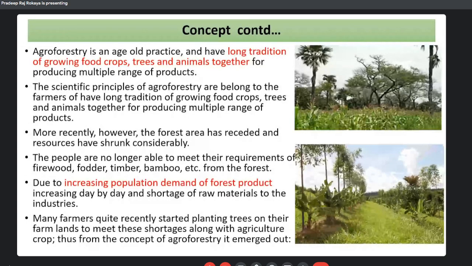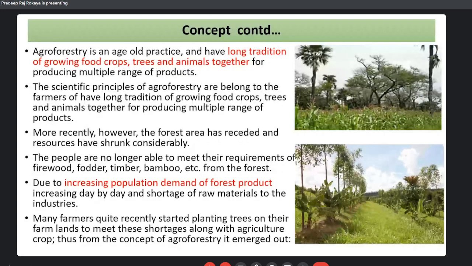Let's continue. Agroforestry is an age-old practice that has a long tradition of growing fruit crops, trees, and animals together for producing a multiple range of products. The scientific principle of agroforestry belongs to the farmers, who have a long tradition of growing fruit crops, trees, and animals together for producing a multiple range of products.